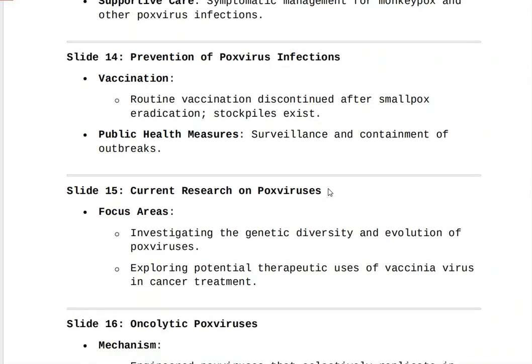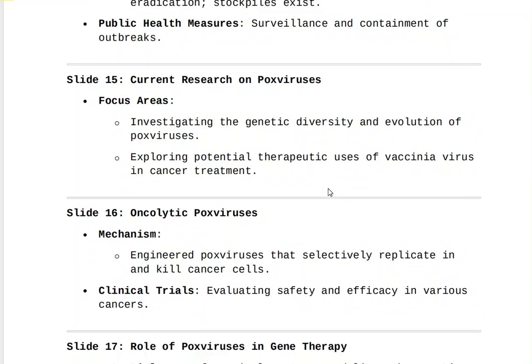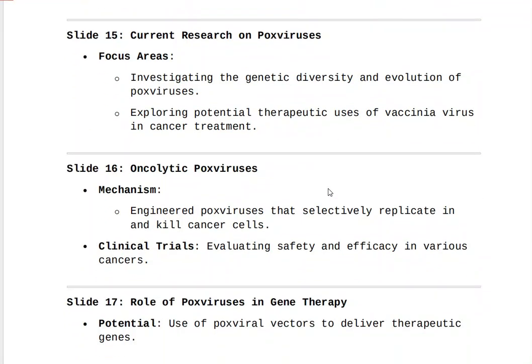Prevention is by vaccination. And we know that there are other ways, like what we did during the time of COVID. We can utilize surveillance and containment, meaning quarantine, in case of outbreaks. So for research, there are areas that may be used to investigate more about this virus by looking into the genetic diversity and evolution of pox viruses, and by looking into the potential therapeutic uses of vaccinia virus to treat cancer.